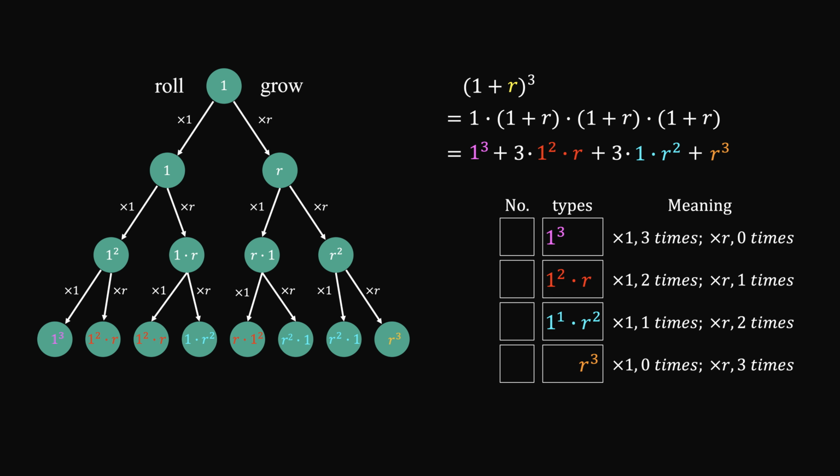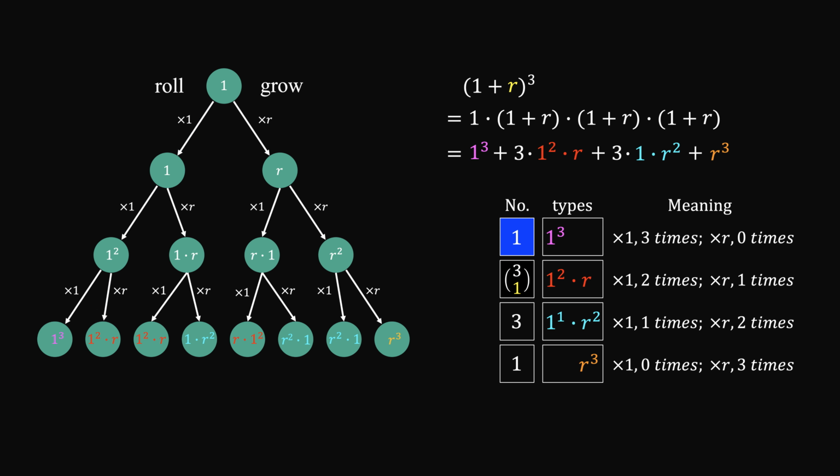Then let's think about the number of each term. For example, why do we have 3 times 1 squared r? That's because there are 3 ways to grow once: grow in the beginning, grow in the middle, or grow in the end. So that means we can think of this 3 as the number of ways to pick one period out of 3 for growth. So it's a combination problem. Let's use this notation. It means the number of ways to pick 1 out of 3. We will explain how to calculate it later.